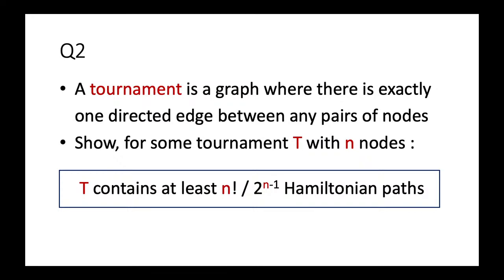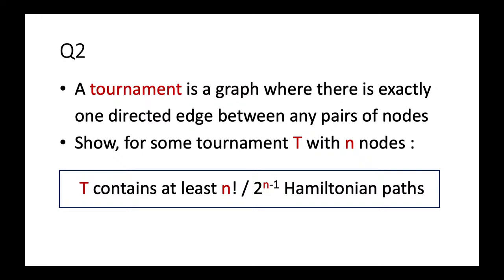So if we remove the direction, so it is a directed graph. But if we remove the direction of the edges, then it will be an undirected complete graph. So here, what is a tournament? A tournament is simply, we start with a complete graph, an undirected complete graph, and then we add directions, either forward or backward, for each edge.